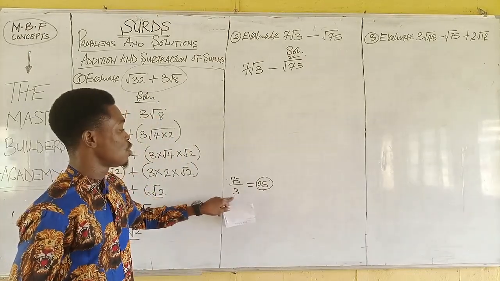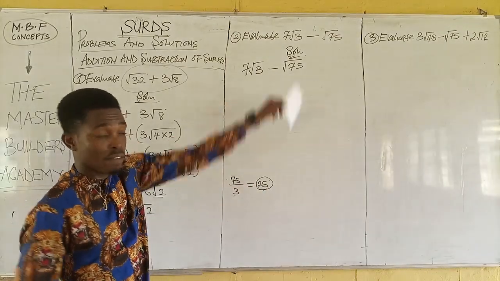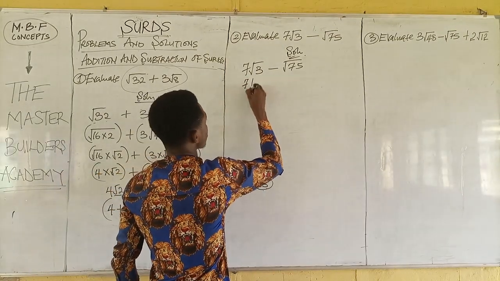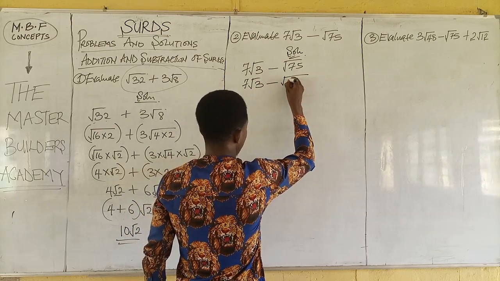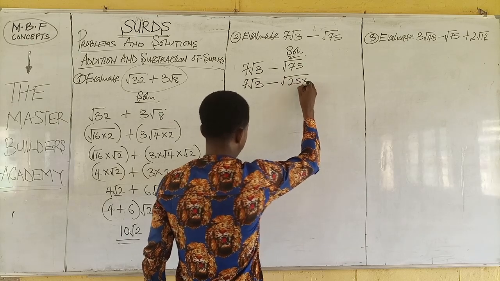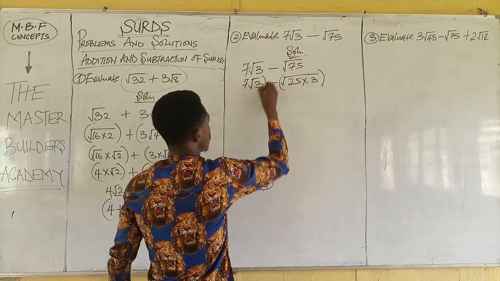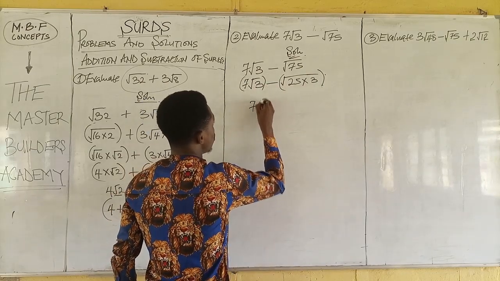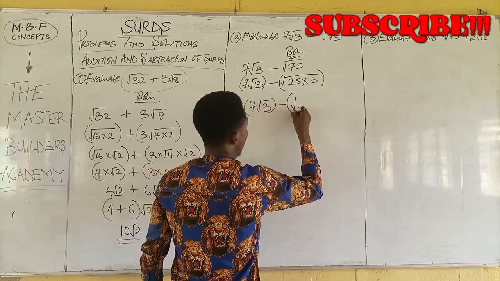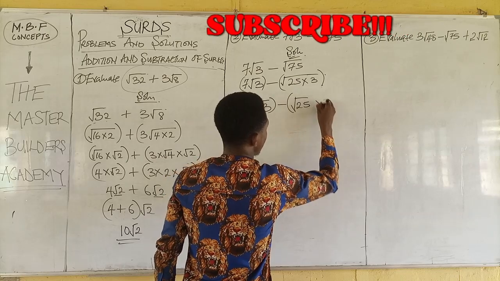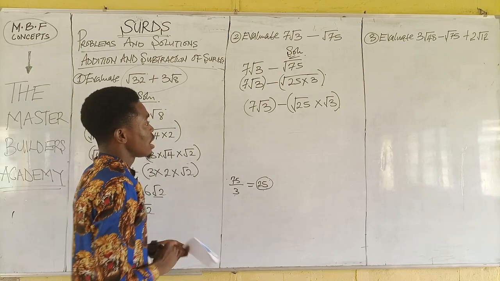That means I can use 3 and 25 as the perfect square for 75, right? So I'm going to have 7 root 3 minus root 25 times 3. You can decide to use brackets if you choose to. Now this will have given us 7 root 3 minus open bracket root 25 times root 3. Alright? Yes. Then what else do we do?